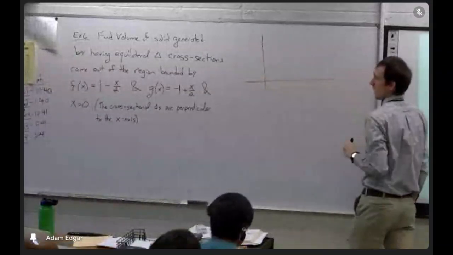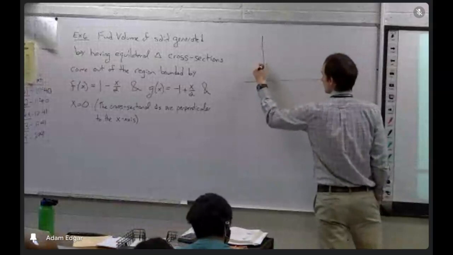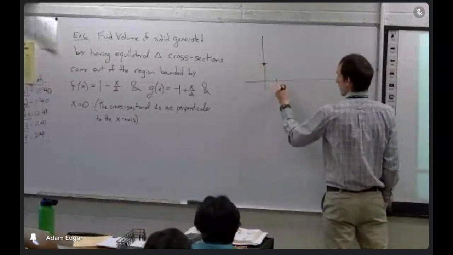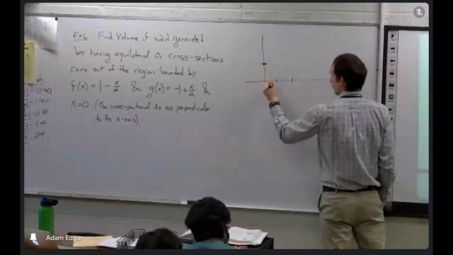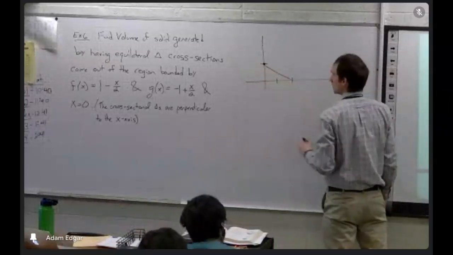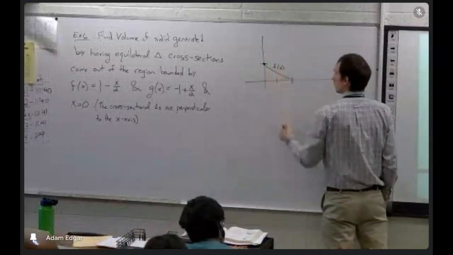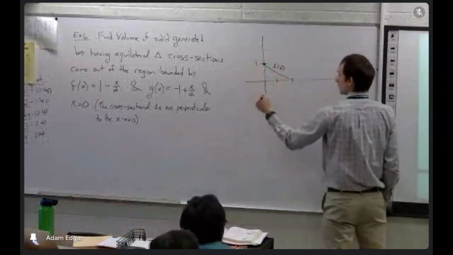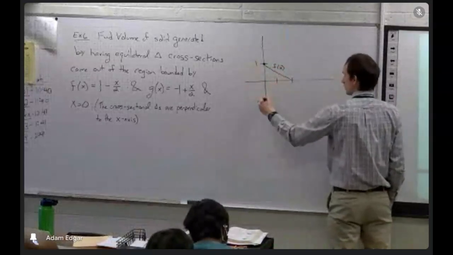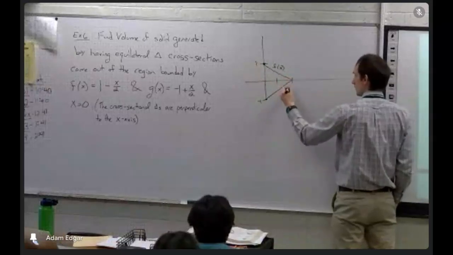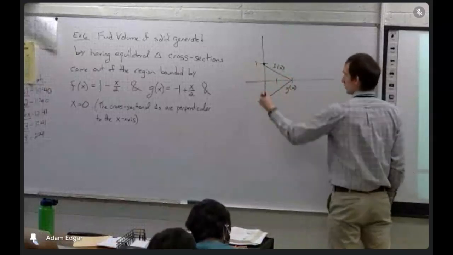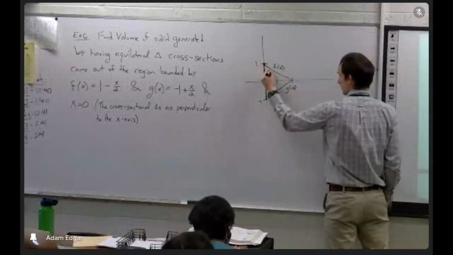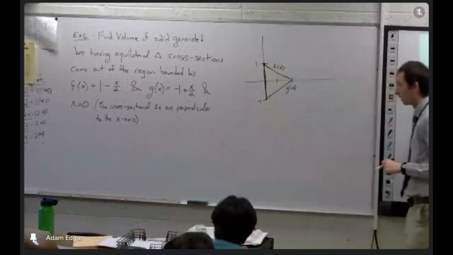I've got f of x equals 1, the y-intercept, minus a half x, so the slope is negative 1/2. So down 1 and over 2, that's f of x. G of x equals negative 1, the y-intercept, plus a half x, so up 1 over 2, that's g of x. And then x equals 0, that's your y-axis. So this is our region that's going to be enclosed.